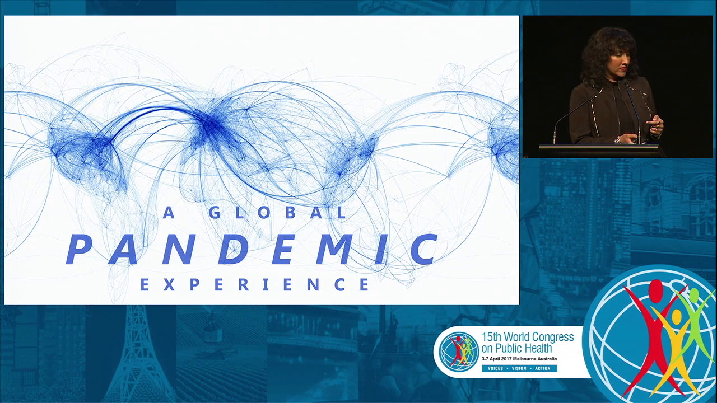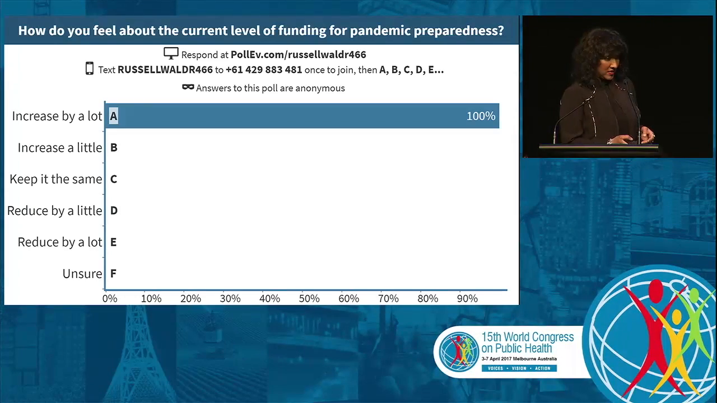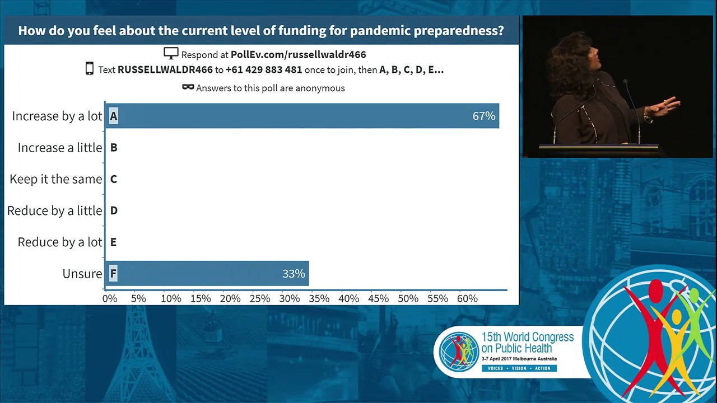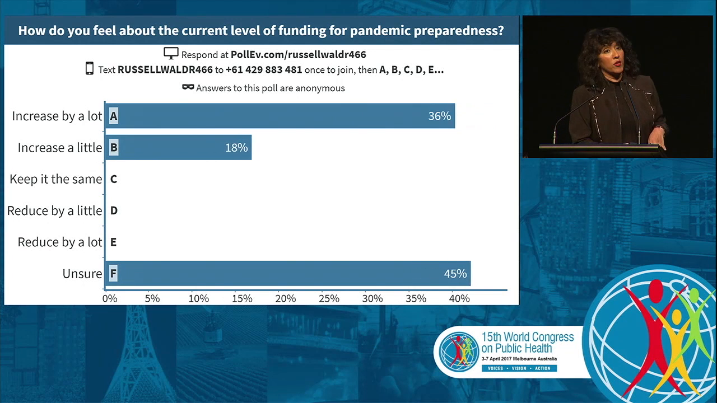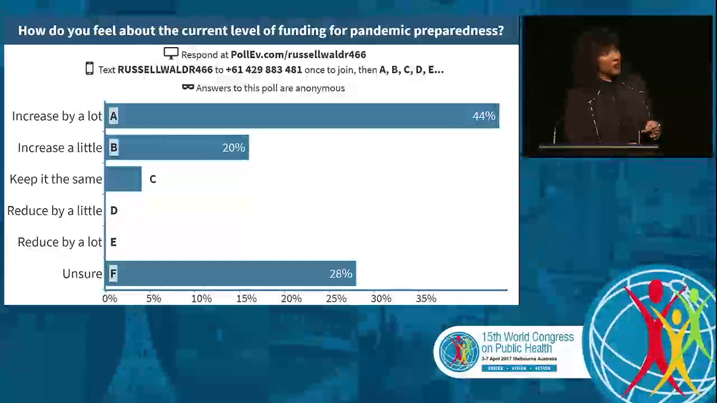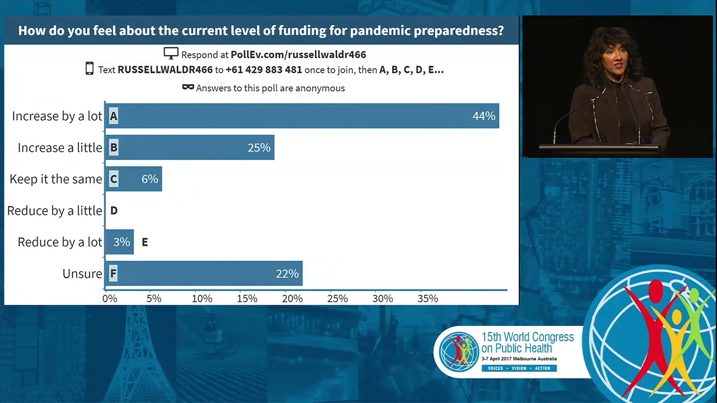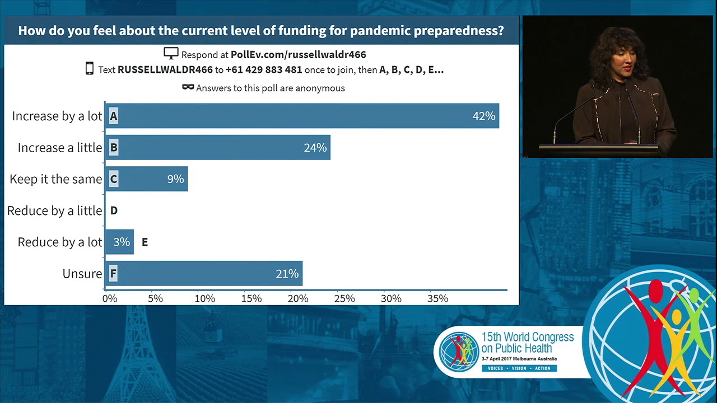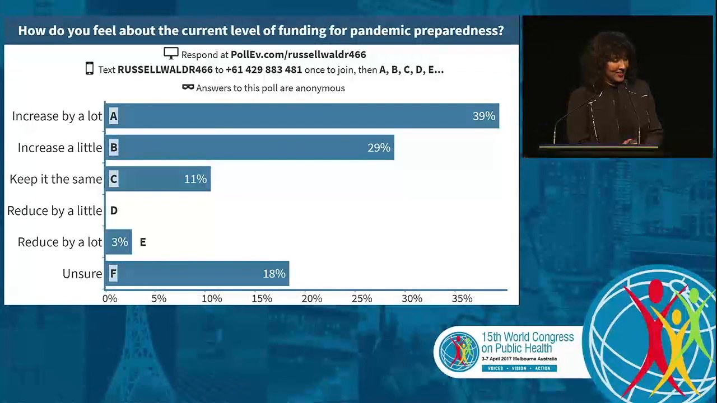So this is another question, just to test things out. How do you feel about the current level of funding for pandemic preparedness? Do you think it should be increased by a lot, increased a little, and so on? Just fill in your response. This is just to test out the app and that you're comfortable using it. Okay.